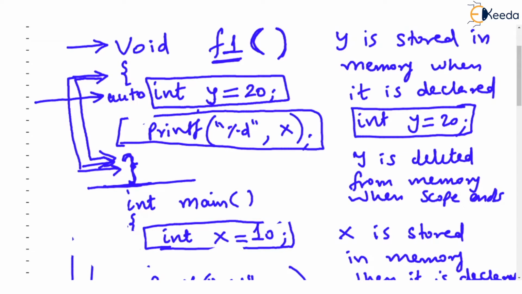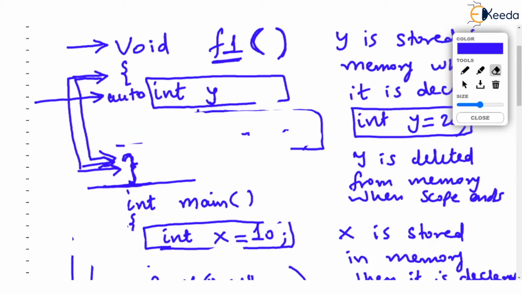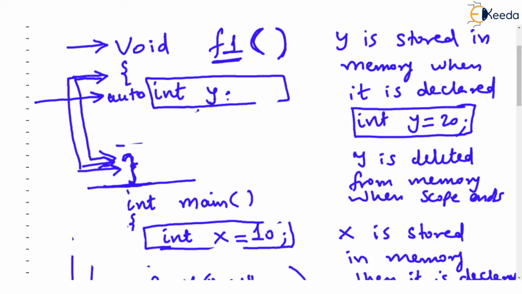One more interesting property of an auto variable is, let us say that we have declared y. Look, I am erasing a few things here again. Let us say that we have declared y within the scope. Look, y is an int variable, and because we have declared it within the scope, it is an auto variable. But we have not given it any value. I have not said y is equal to 20 or whatever.